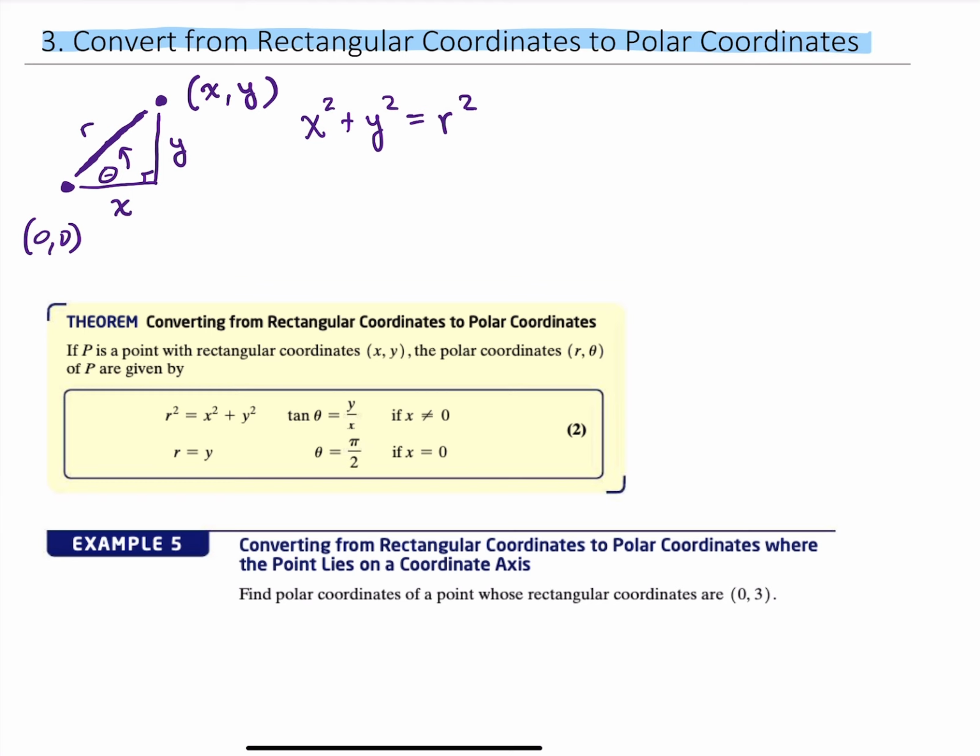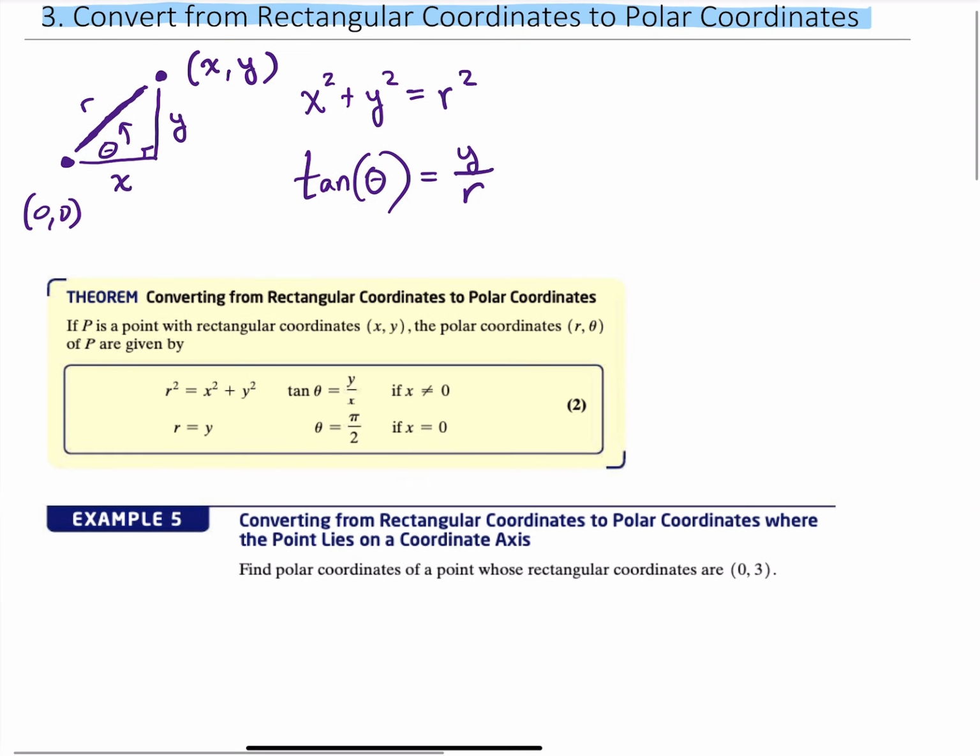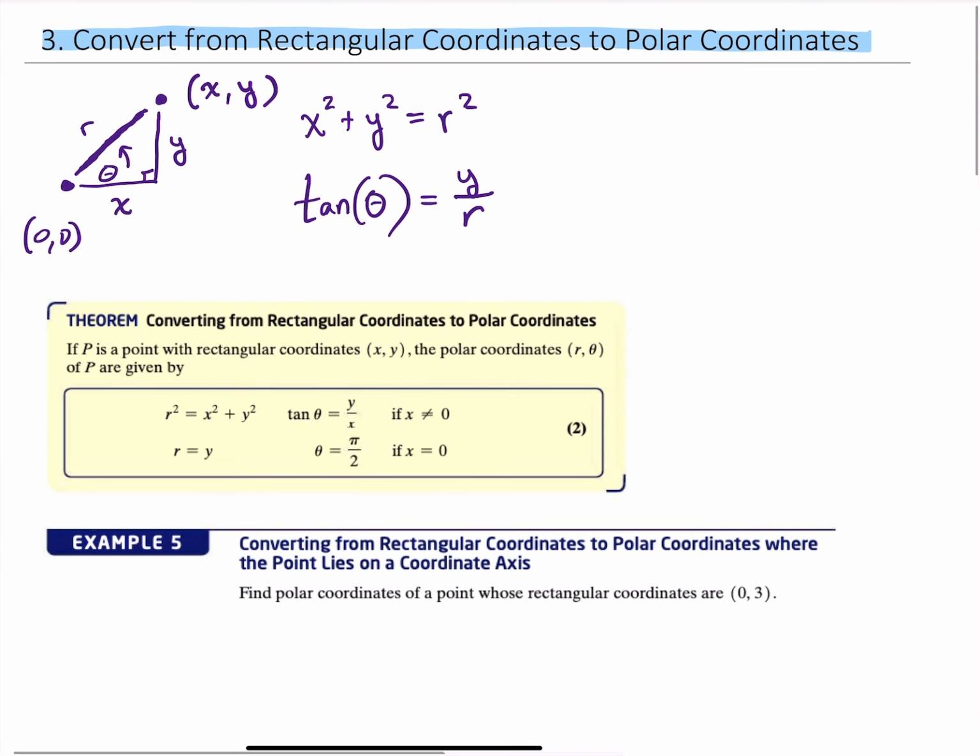We can take the square root of both sides and get our r value. And then for theta, we want to relate it to x and y, which is the adjacent and opposite sides. So we can use the tangent here. We can say that the tangent of theta will equal y over x. So we'll see how these two will be useful. So let's practice doing some conversions here, but with these two pieces in mind.